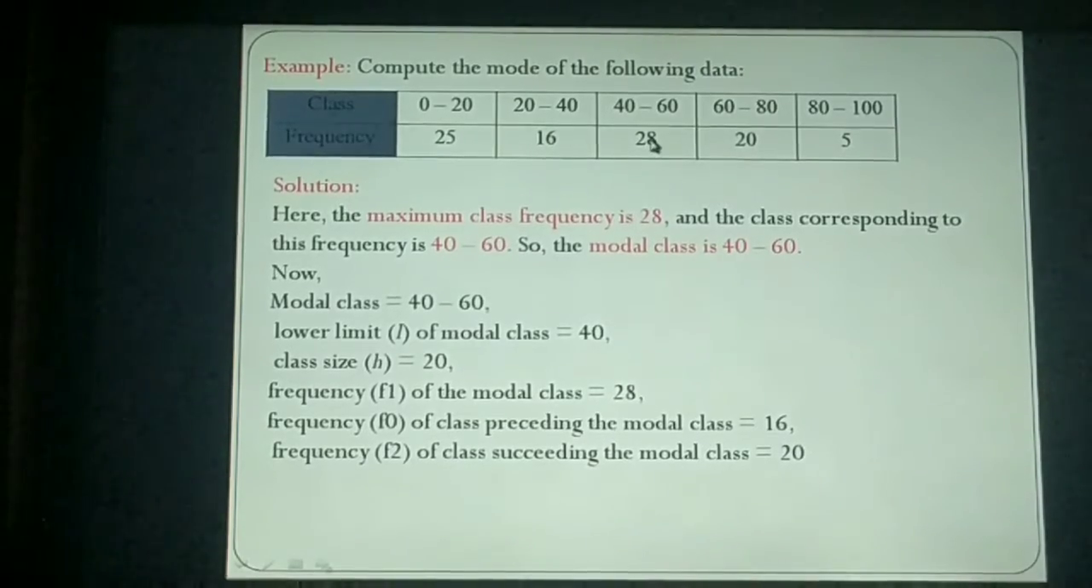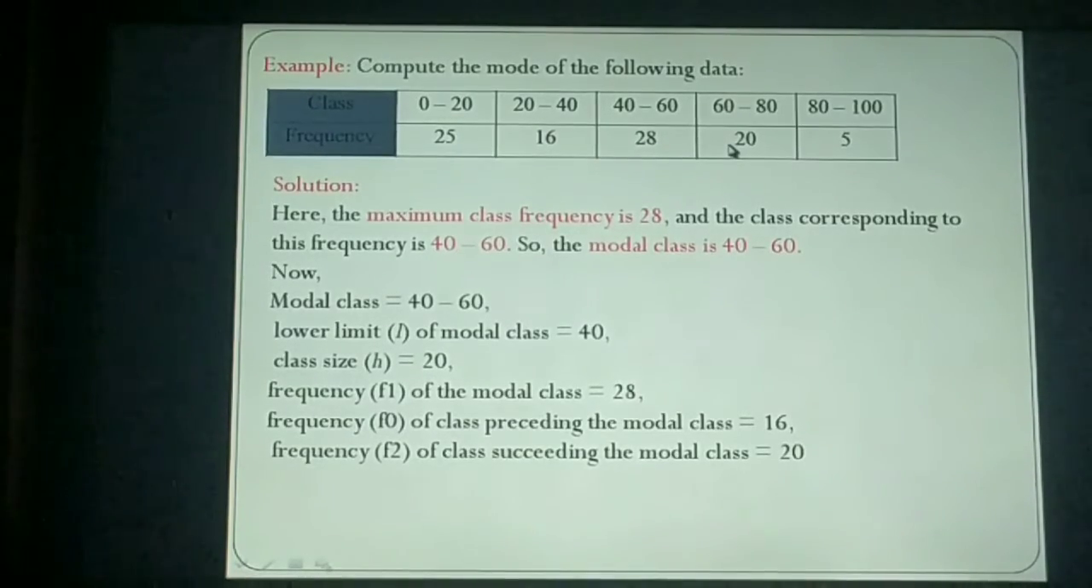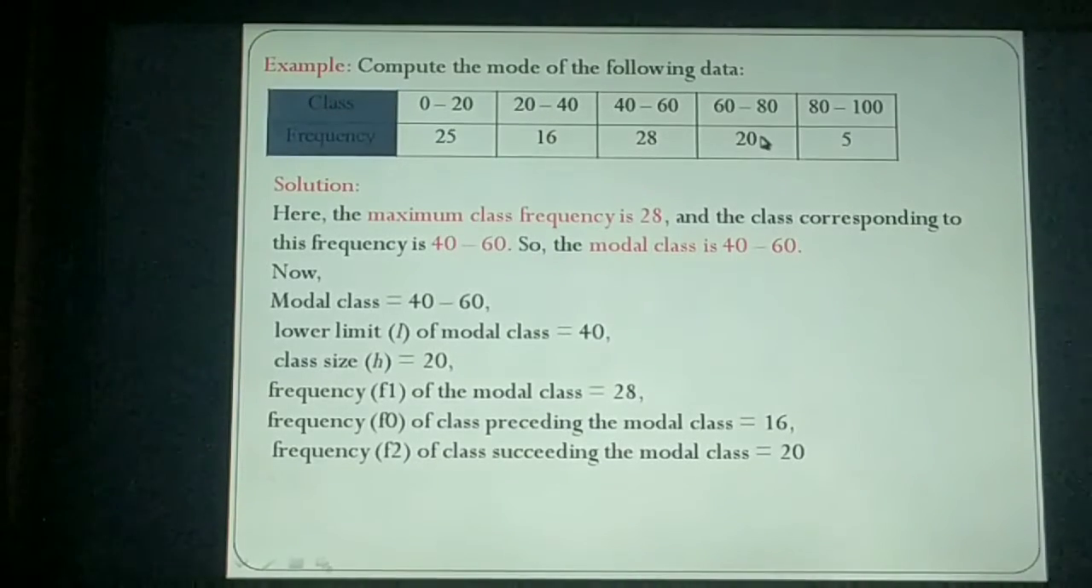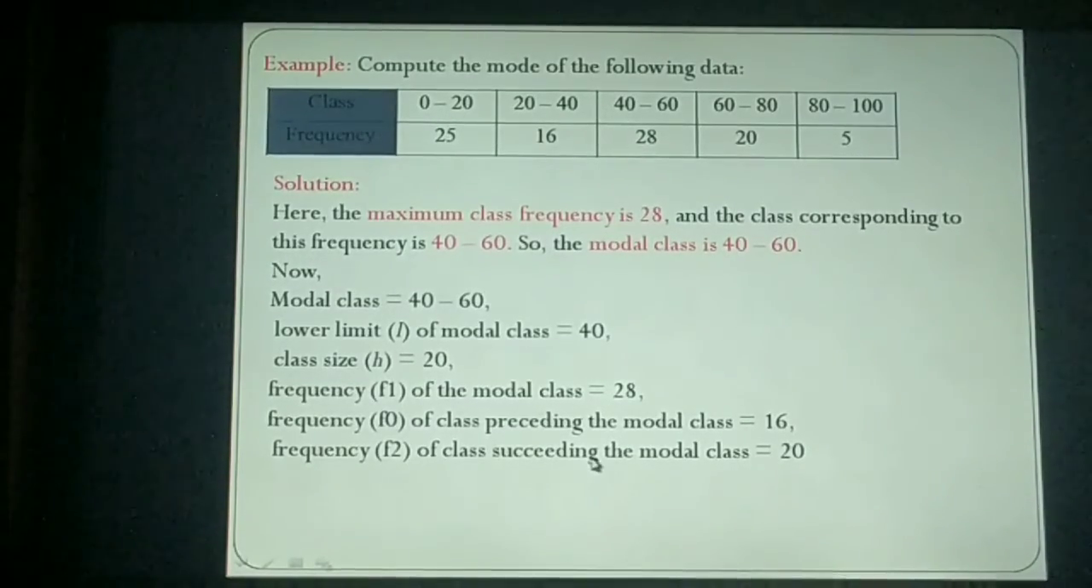F0 is the frequency of the class preceding the modal class, that is 16. And F2 is the frequency of the class next to the modal class, which is 20. So we have all the values: L, H, F1, F0 and F2.